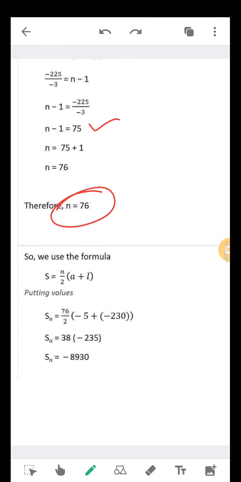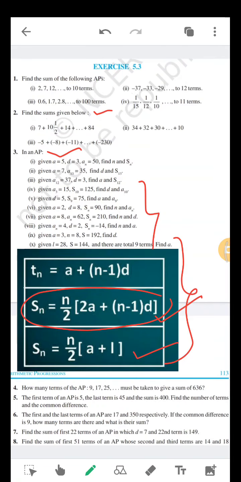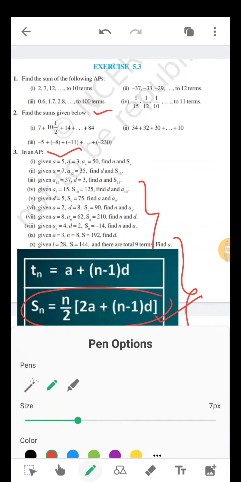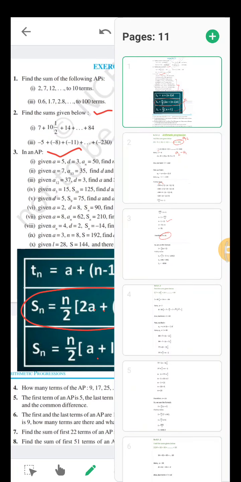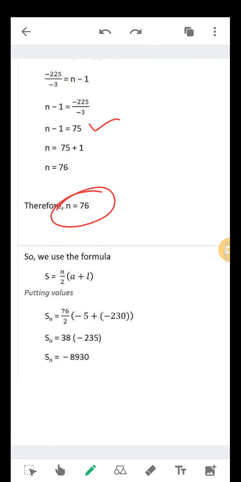You can even use S of n is equal to n by 2 into 2a plus n minus 1 into d. From these two, you can use any of the formulas. Both are formulas for finding the sum. So finding the sum now, we have got the n value, n is 76, 76 by 2, and a is 5, L is minus 230. Simplifying this, you get minus 8930.